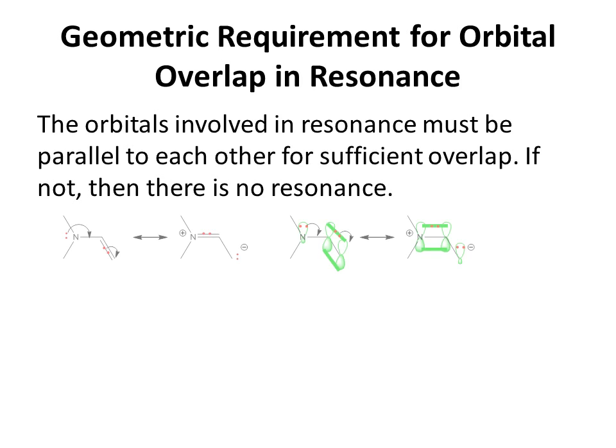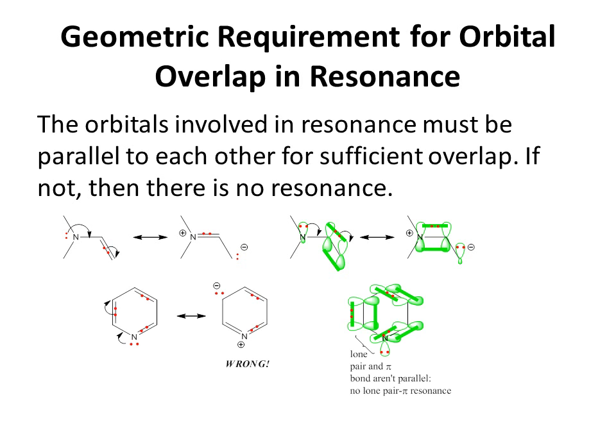So if you look at the top example, the lone pair on the nitrogen is able to resonate through lone pair pi resonance, and no problem because the lone pair can be parallel to the adjacent pi bond. But in the bottom example, the lone pair on the nitrogen cannot resonate to the adjacent pi bond, even though you think you can draw that. If you look at the actual orbitals, the lone pair on the nitrogen is really perpendicular to the pi bonds that are adjacent to it. So there's no overlap. The lone pair and pi bond aren't parallel. There is no resonance, and so trying to draw that type of resonance would be wrong.